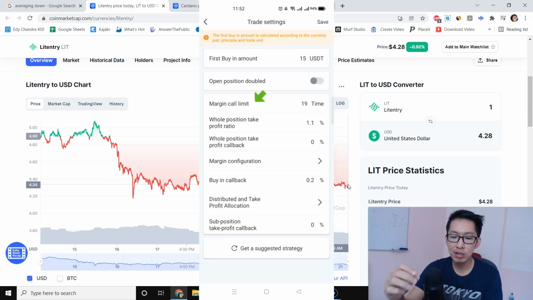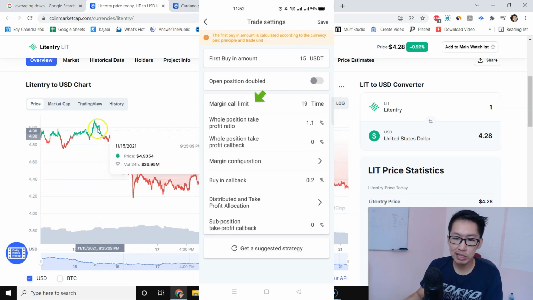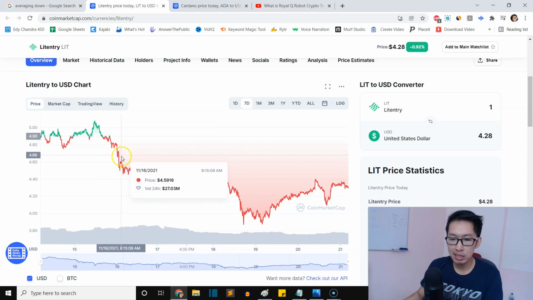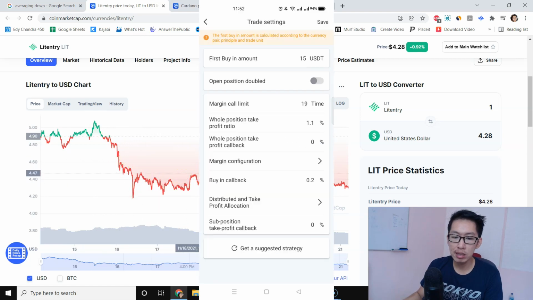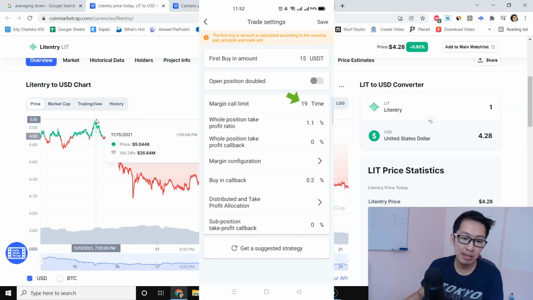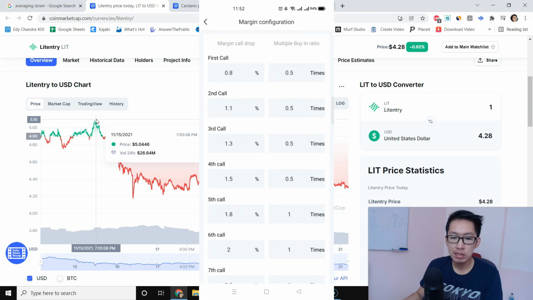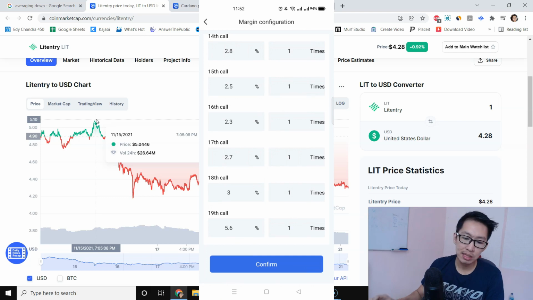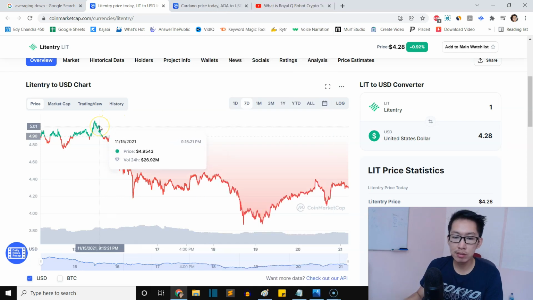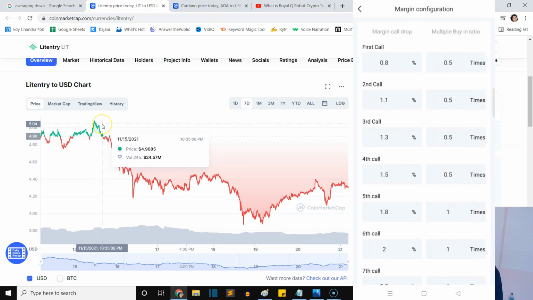And then you can see margin call limit. What is margin call limit? Margin call limit is when the market is going down right here, guys. You can see the market is going down right here, and we can see that they have a 19 margin call limit. If you click on margin configuration, you will see that this is 19 calls. If you see margin call right here, the first call is if the price drops by 0.8%.